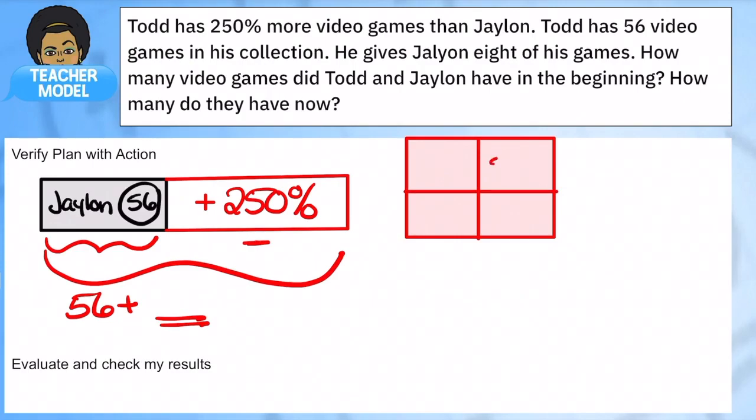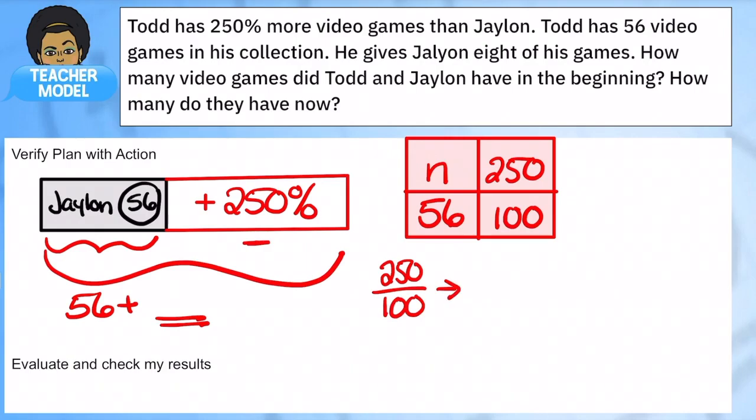We know that we have 250 out of 100. I'm representing it as a fraction. And we know that 100% of the games would just be the 56. We're trying to figure out what is 250% of 56. Now, we've also talked a lot about making numbers friendlier. So let's take that 250% and simplify it. I'm going to simplify both of these by 100. So 25 over 10. I'm going to simplify it again to 5 over 2. I want my numbers to be friendly. I'd much rather work with 5 over 2. And let's cross multiply.